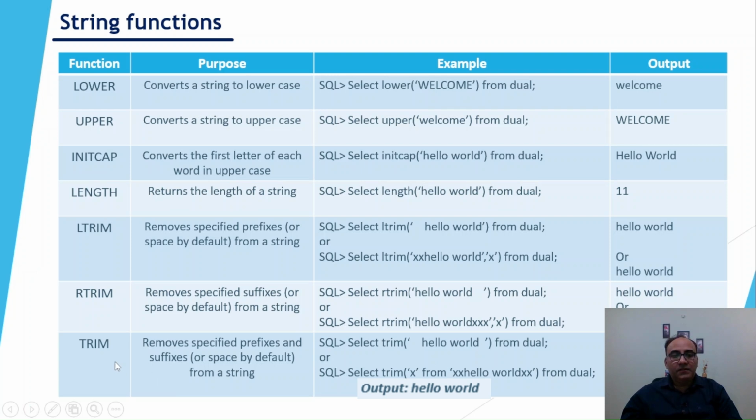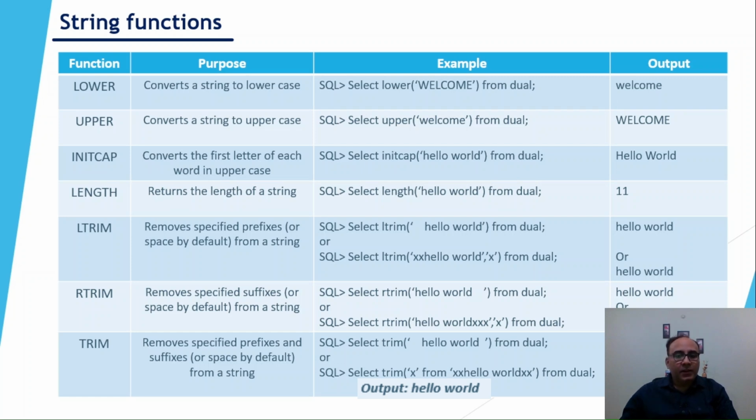Then we have TRIM. This basically removes specified suffixes and prefixes from the string. It considers both parts, LTRIM and RTRIM. Here also, if you do not define any prefixes or suffixes, by default it's going to consider space. For example, TRIM: at the beginning of the string we have given some space, and at last also we have given some space. If we execute this query, it will remove spaces from both ends of this string, and the outcome will be hello world without any spaces in the string.